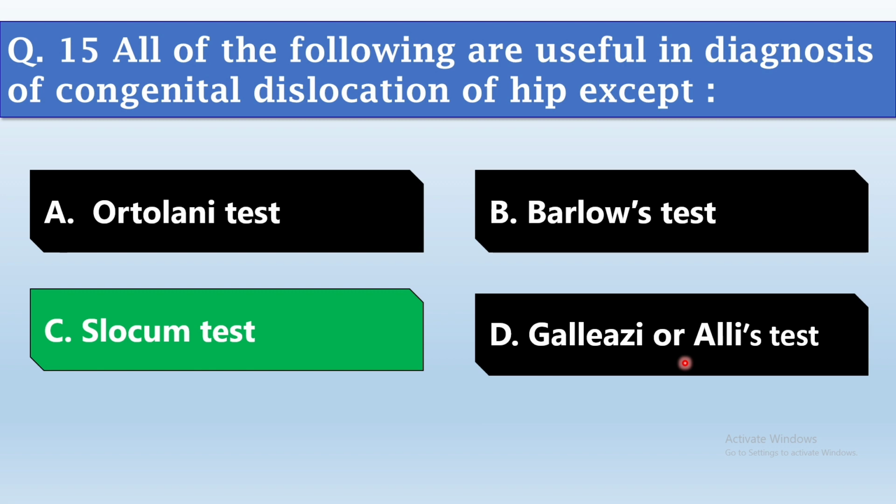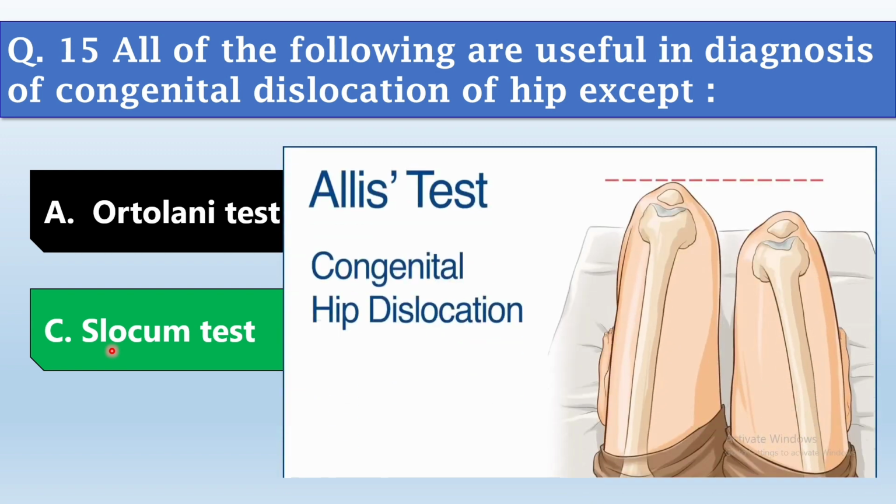Galeazzi-Ellis tests are used to assess the limb length discrepancy, and the Slocum test is used for testing anterior instability of the knee joint. The Ellis test is used for the LLD assessment of congenital dislocation of hip joint.